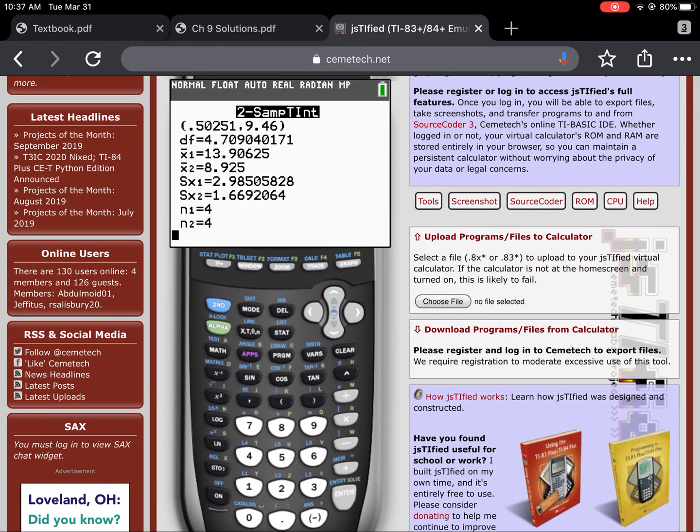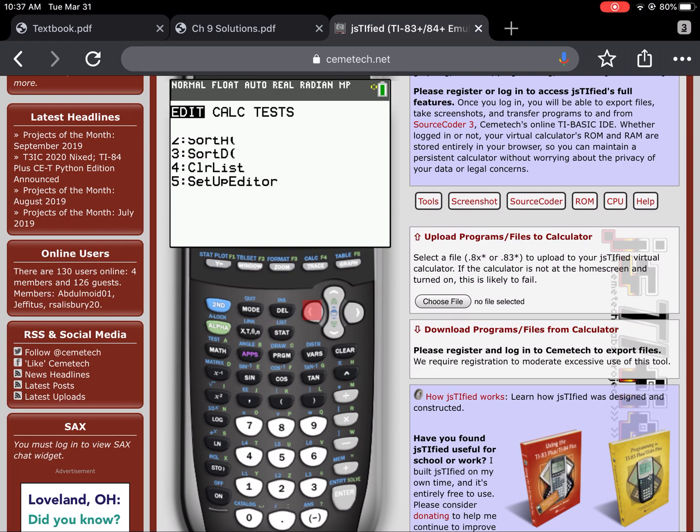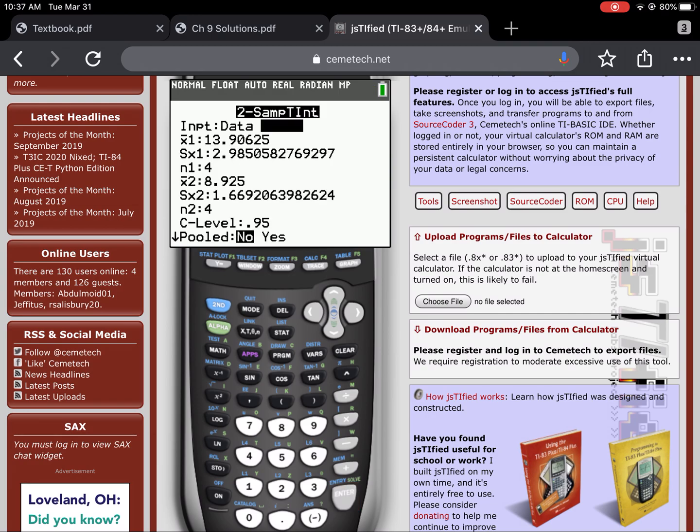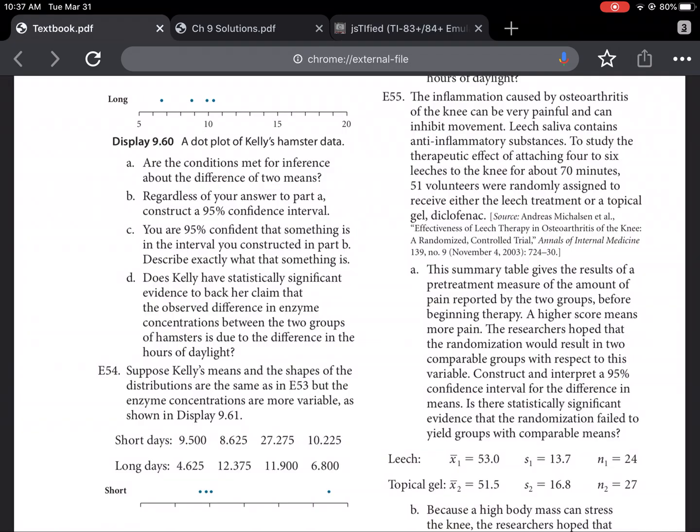We will still be running a 2-sample interval. So I'll press stat. I'll go over to tests. I'll pick option 0. But this time I am not given the data, I'm given the statistics. So this is giving me the data from the last thing with the hamsters, but we're going to put in our new data. So for the leech group, it's 53, 13.7, 24.